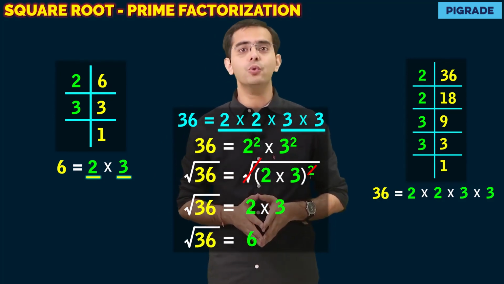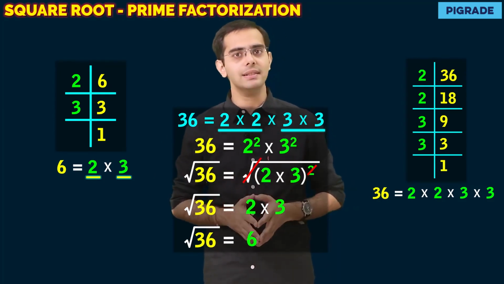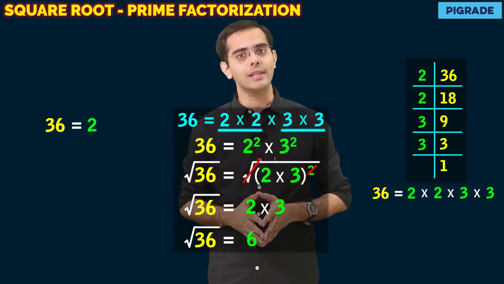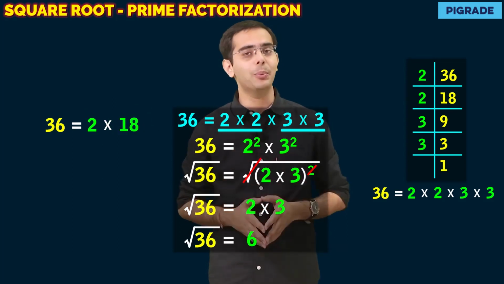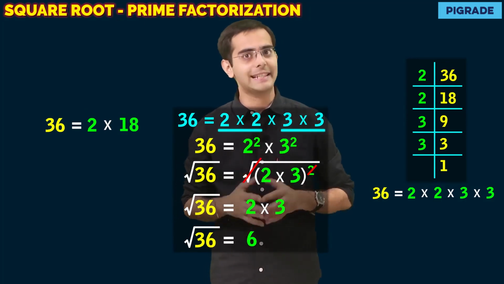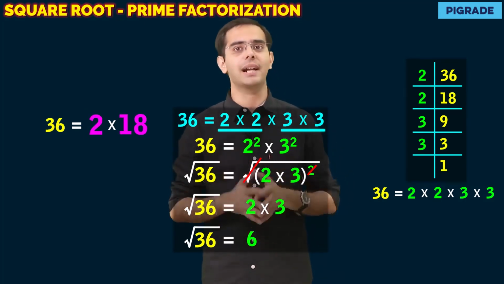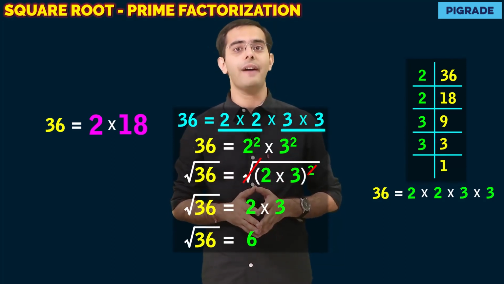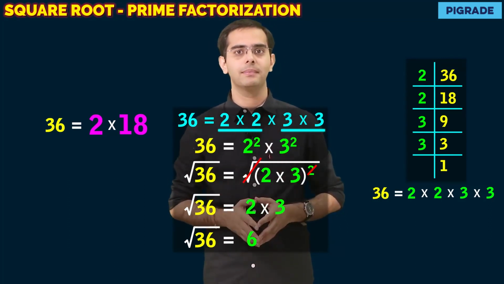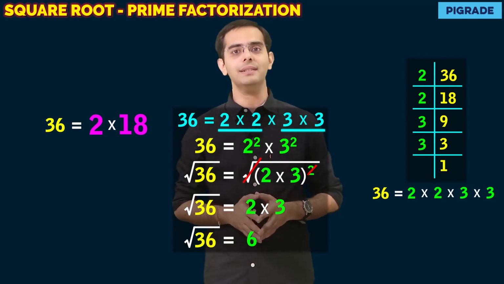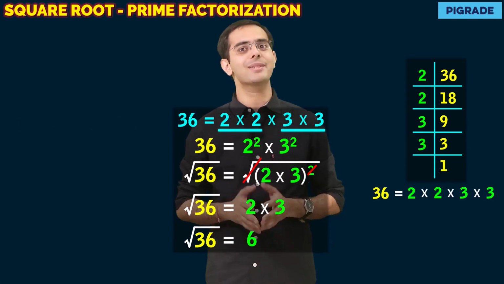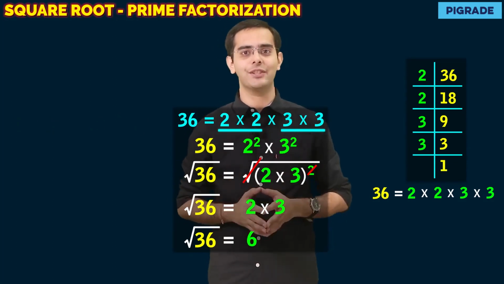Students, do you know why we have used prime factors and not any other factors? For example, we could have expressed 36 as 2 into 18, but we didn't do it that way. So can you think of a reason for this? Yes, here we cannot pair any factor. If you want to pair the factors, then we'll have to find the factors of 18 as well. Prime numbers are the only factors that cannot be factorized further.